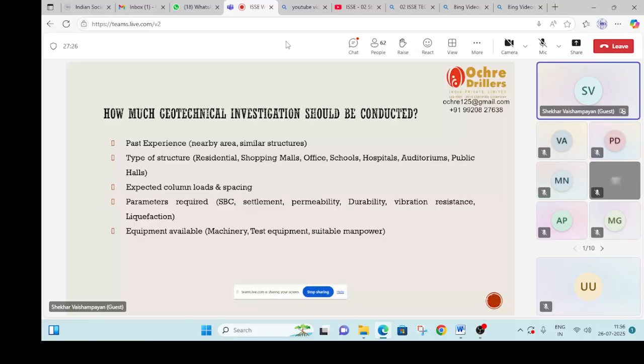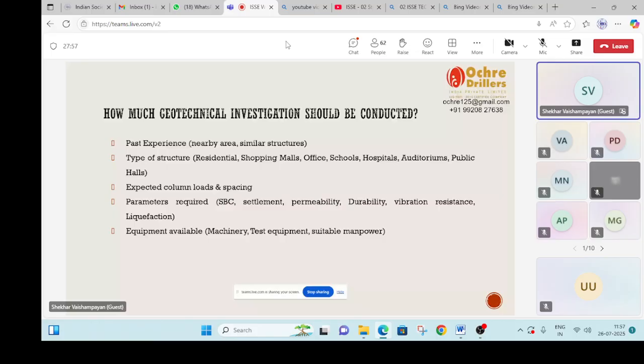And in that given strata, in a nearby plot, has somebody done some borings? I can find out that data and use that material. Then, what kind of structure are we planning? Is it residential, a shopping mall, office, school, hospital, auditorium, or public halls, like temples or other prayer halls, and so on? All these matter a lot because the column loads will depend on the spacing of the columns.